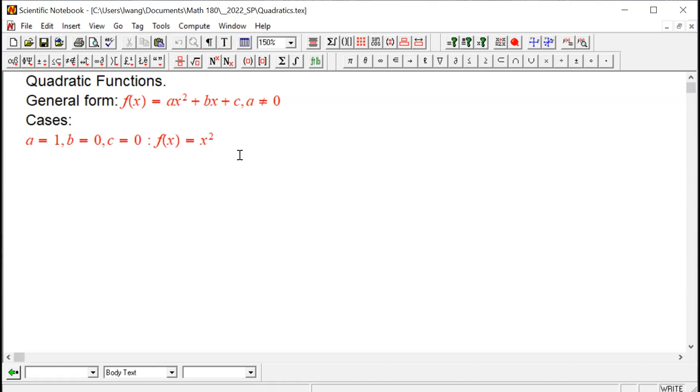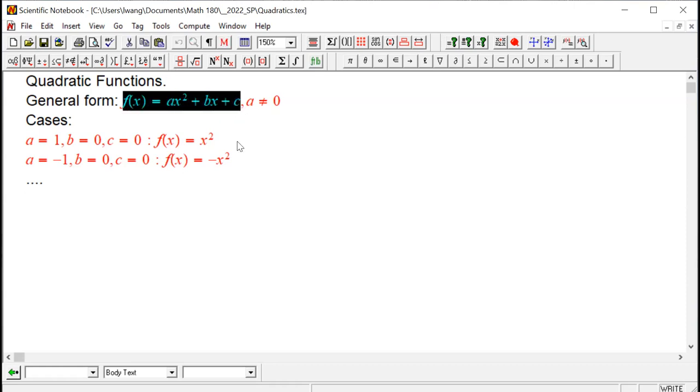Another case is, what if a is negative 1, and b and c are 0? In this case, f of x, the quadratic function, is going to be negative x squared. And as we keep going, we can have all kinds of quadratic functions.